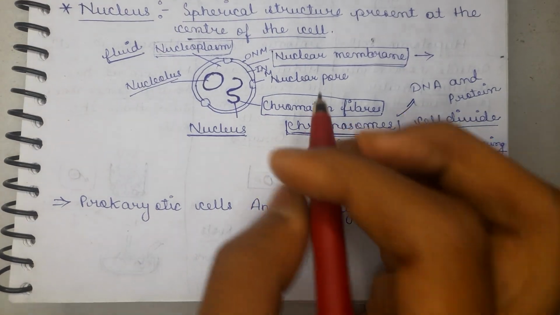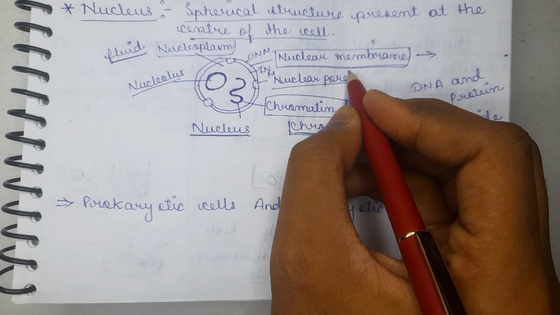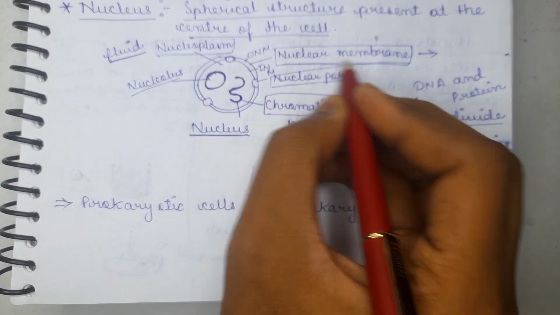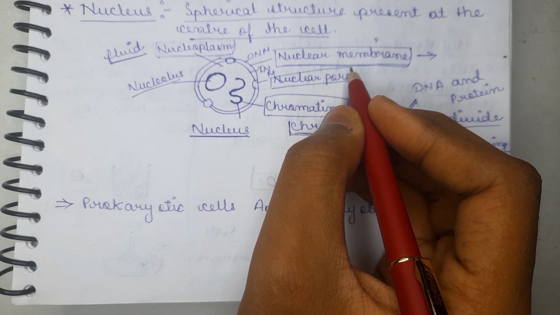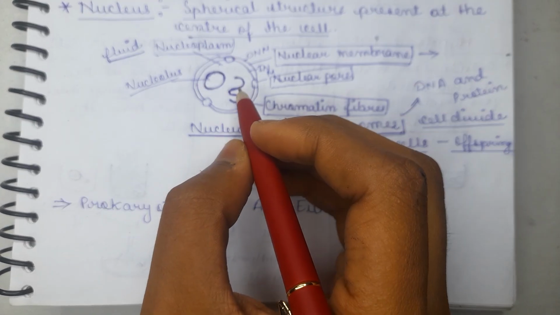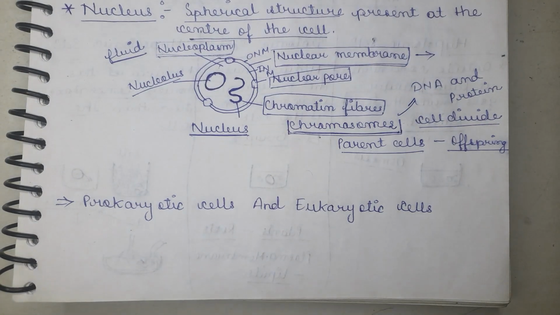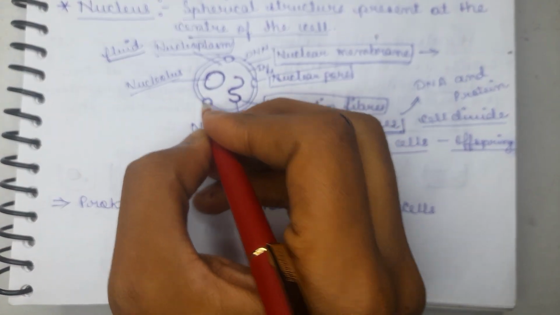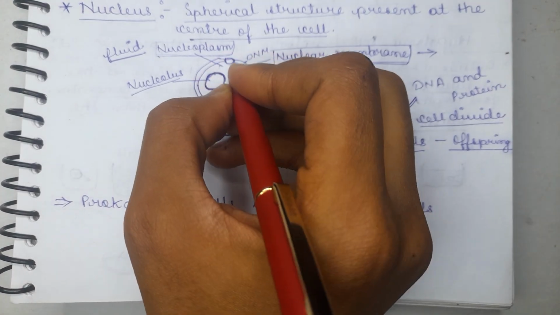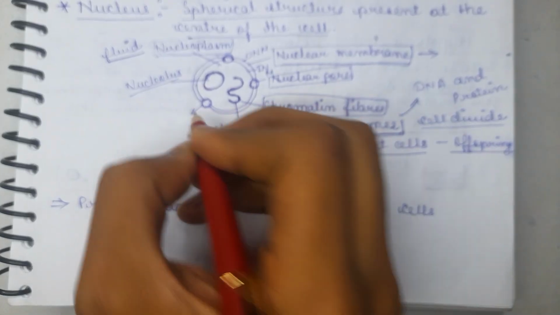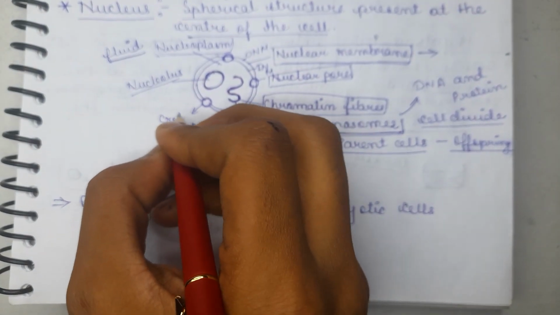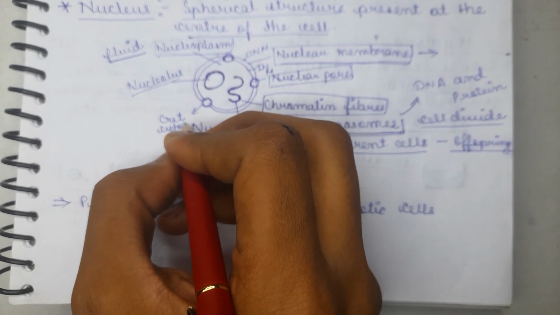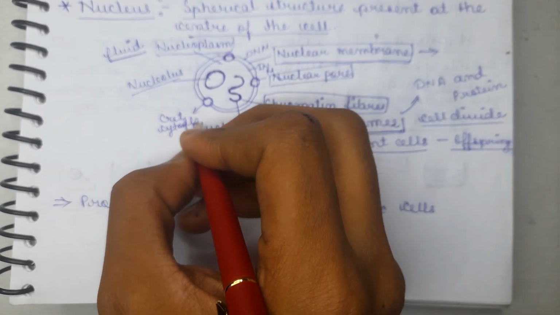Now the next part is the nuclear pore. These nuclear pores are present in the nuclear membrane, and these pores help the nucleus communicate with the cytoplasm of the cell. The nuclear pores help to get messages or substances from the cytoplasm.